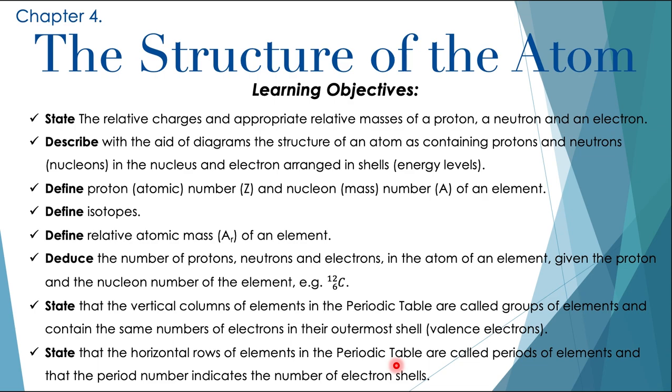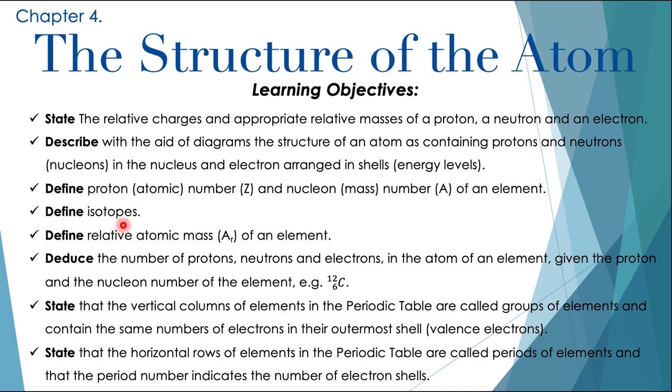So, in this topic, you should be able to state the relative charges and appropriate relative masses of a proton, a neutron, and an electron. We are going to describe, with the aid of diagrams, the structure of an atom as containing protons and neutrons in the nucleus and electrons arranged in shells. We're going to learn to define proton number and nucleon number of an element.